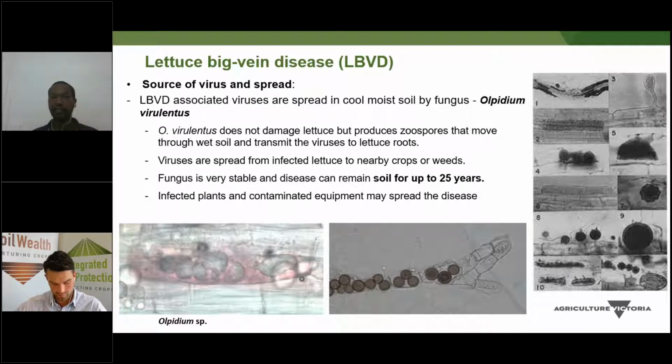Infected plants and also contaminated equipment is one way where contamination by this fungus can occur in a field and further cause spread of the disease. And here are some of the images of this fungus in roots of lettuce and some of the spore formation that are released to spread the virus.